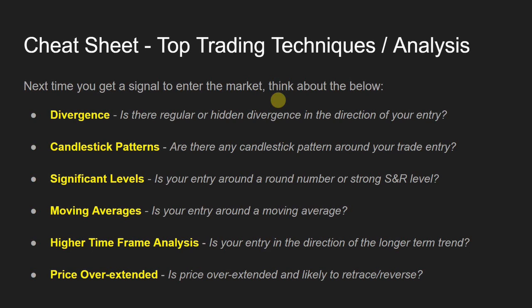And price overextended, when oscillators become overbought or oversold, these are areas now that we need to start thinking about. If we're trend trading and price is overbought on the RSI to the upside, do we really want to be getting into that trend now, or do we want to wait for a pullback? Because that potentially could also be a reversal. So those are the main things.